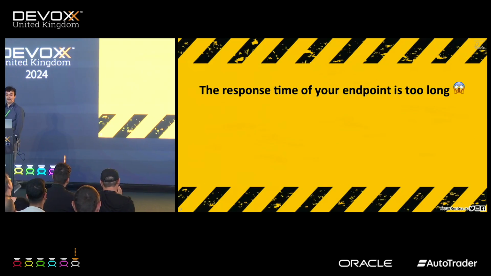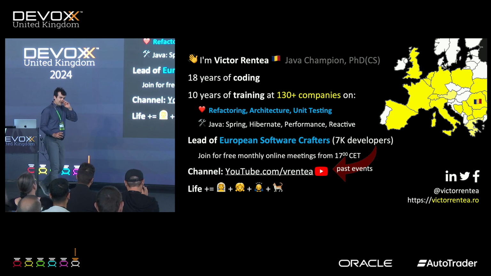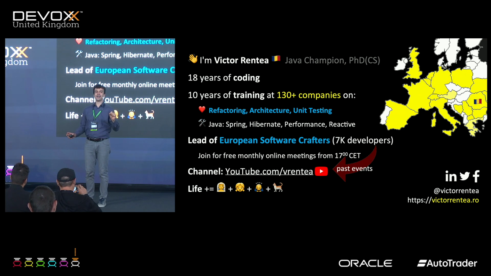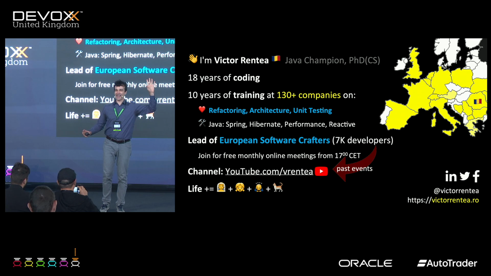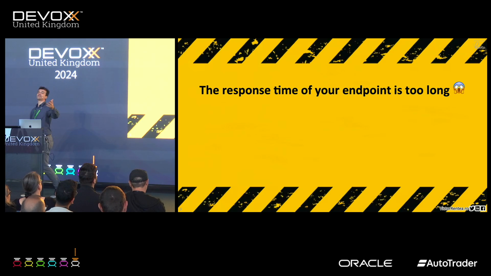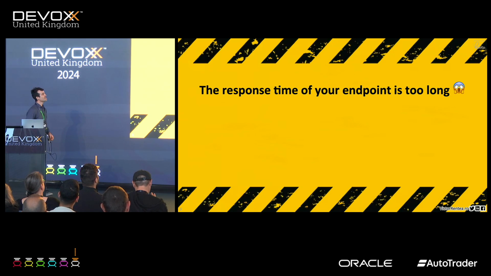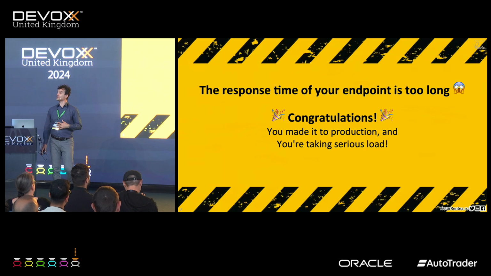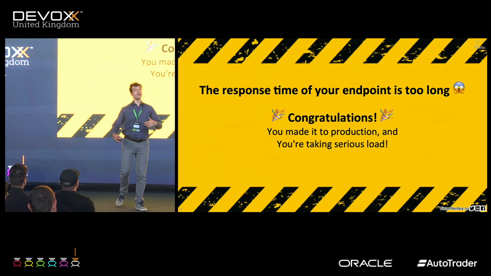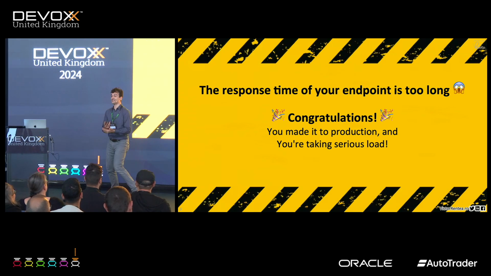Anyway, just one question to start. Have you ever told anyone this code probably has a performance issue? Have you ever optimized code before measuring where the problem is? That's why I'm here. So you have your response time is too slow, it's too long. Congratulations, first of all. It means you made it to production. It means you are taking serious load. It means you may be useful to someone. Congratulations, but then how do we start?